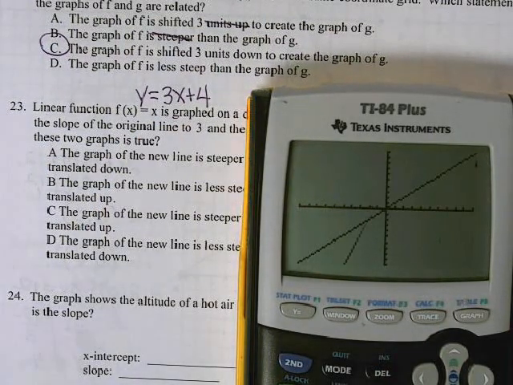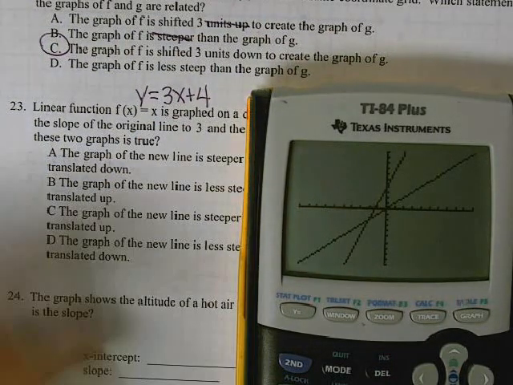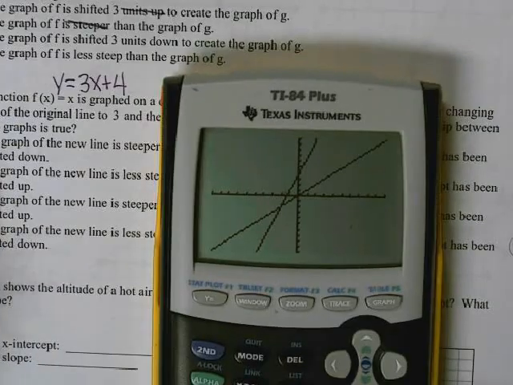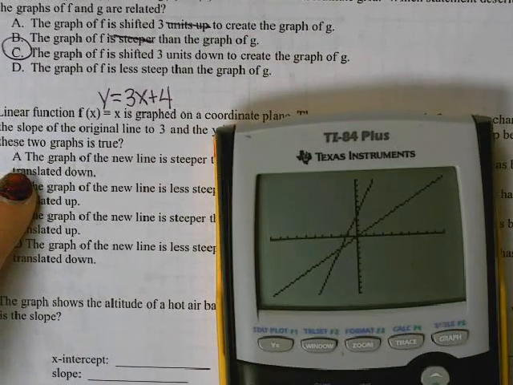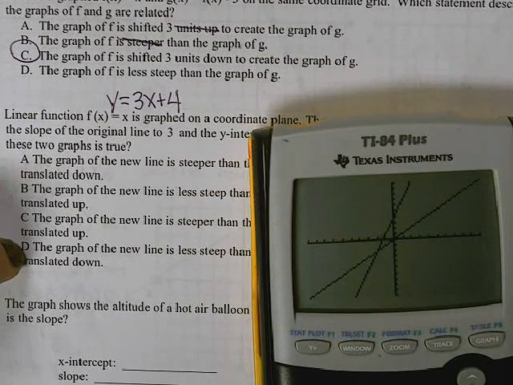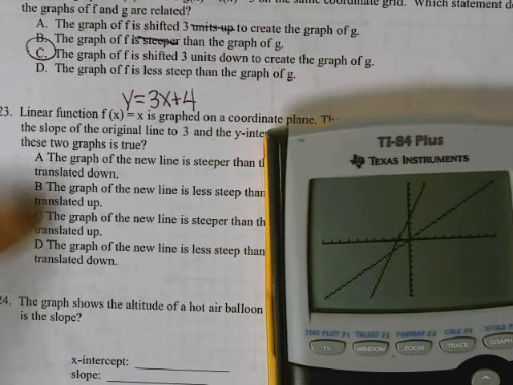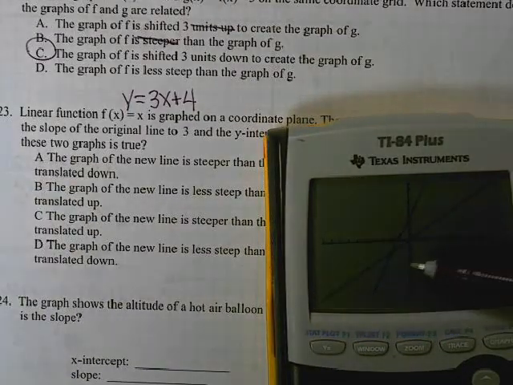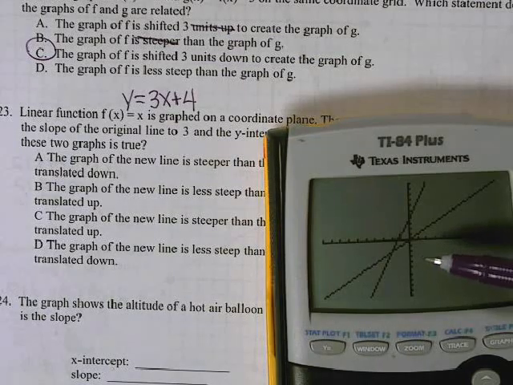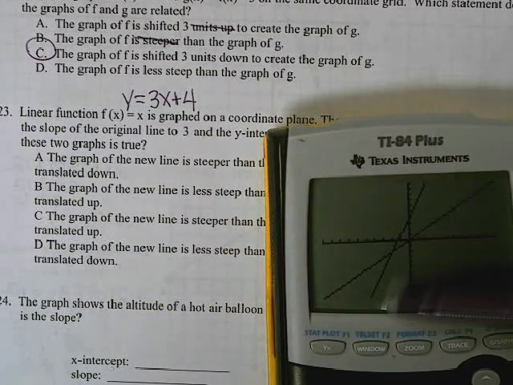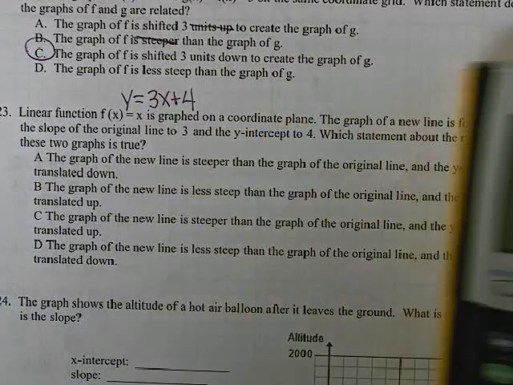So there's the first equation. There's the second equation. So now we're going to read our answer choices, and remember, cross out the parts of the sentences that are not correct. I'm just going to start with the first part because it's talking about steepness. So did my line get less steep or did it get steeper? My line got steeper. See, it would be harder to walk up this line.